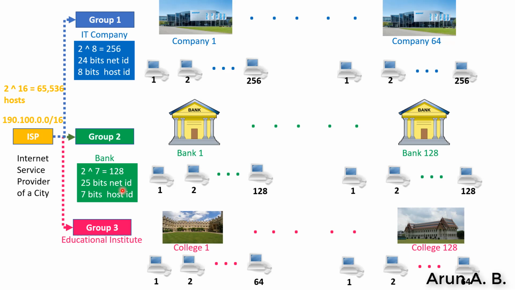There will be 25 bits of network ID. Similarly, if I want to assign IP addresses for any of the colleges, the requirement is 64 hosts. So 64 can be obtained by 2 to the power of 6. That will give us 64. Therefore, 6 bits of hosts can be there, and the remaining 32 minus 6 will give us 26. 26 bits of network bits will be there.